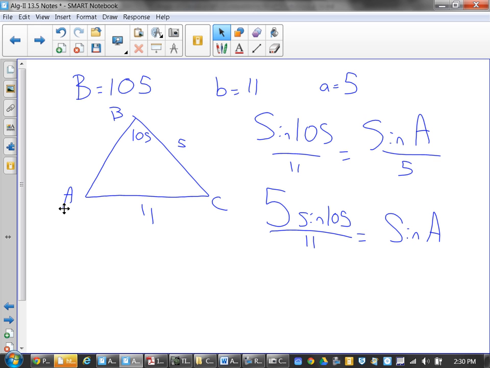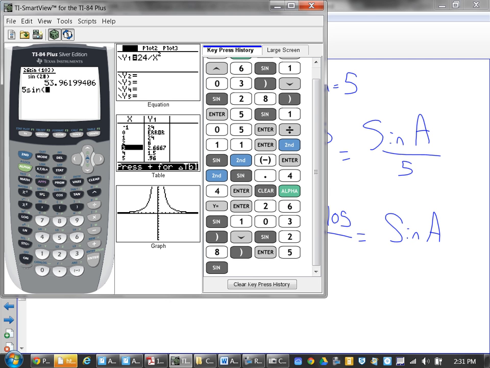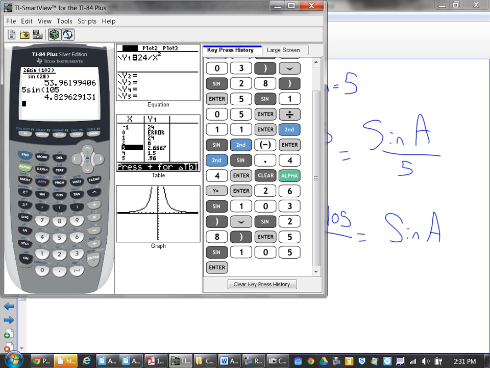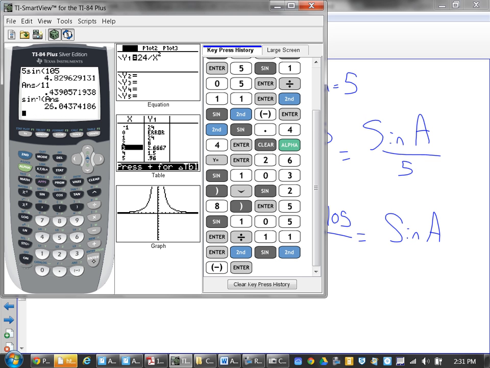Now, this 5 sine 105 over 11 is just some crummy decimal. Do you agree? Yes. In order to find the angle, you just inverse it, inverse sine. In your calculator, you type it like this: 5 sine 105, hit enter, divided by 11, hit enter. You get this decimal. Then inverse sine of your answer, enter. There's your answer, 26.04. Okay? Don't round it off until the very end.